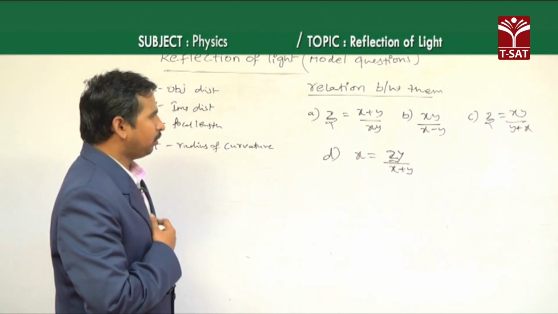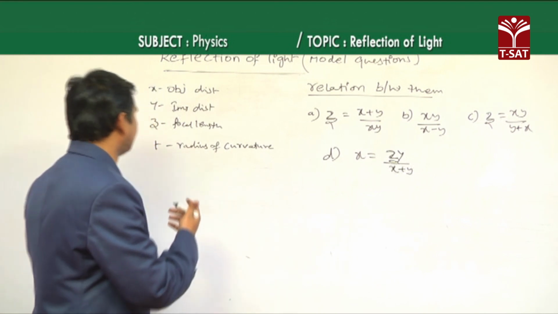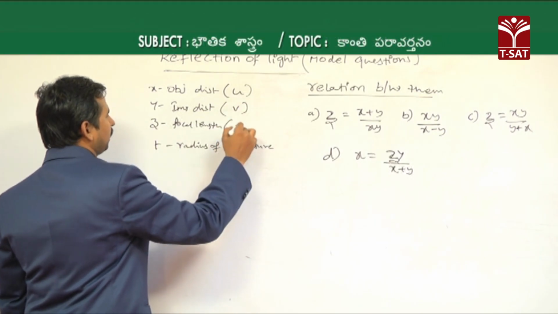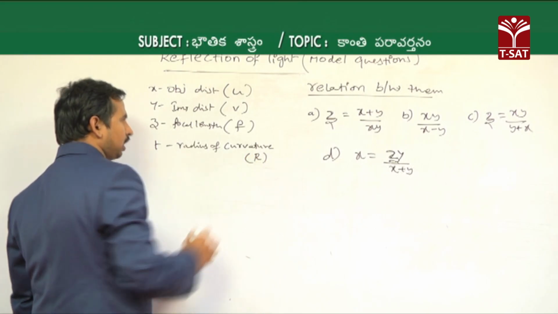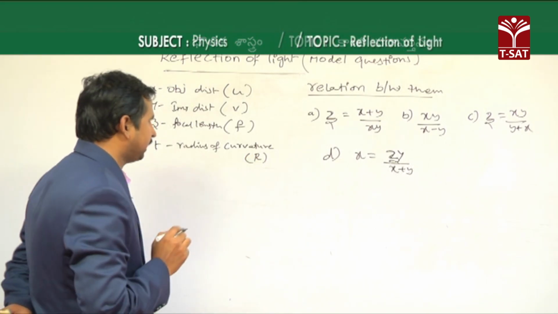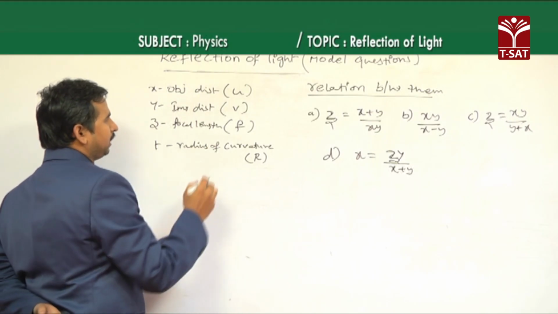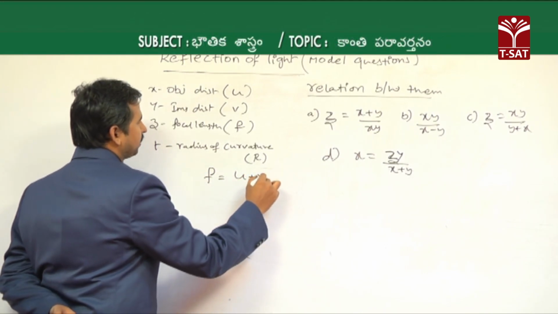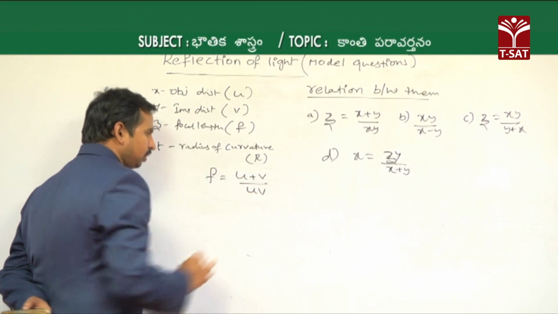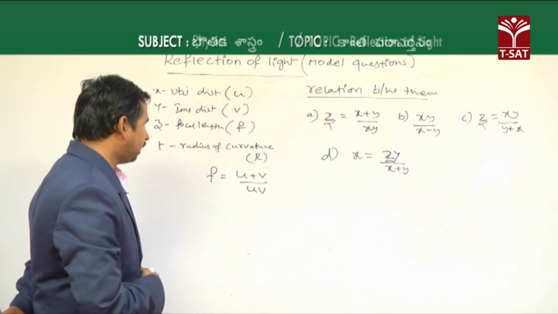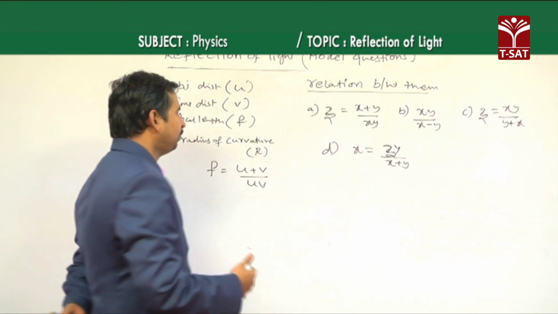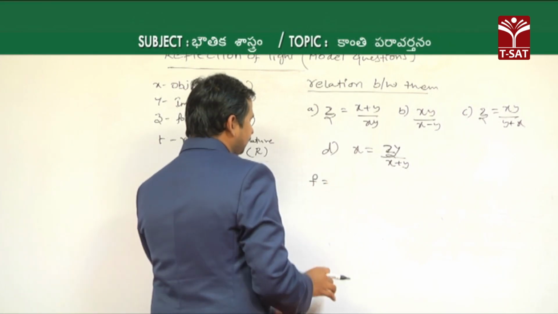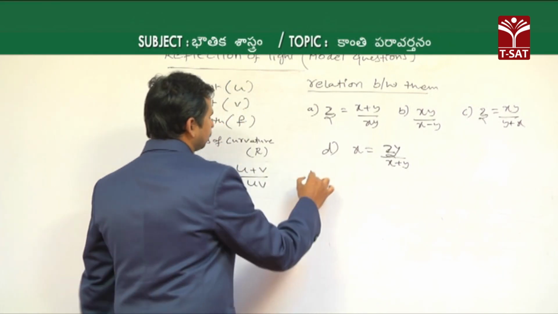Then if you convert the given options into our convenient language, object distance we represent with u, image distance with v, focal length is f, and radius of curvature is r. Then the first equation tells z is equal to x plus y by xy, where z is f, x plus y is u plus v, and xy is uv. Okay. Then our actual relation for the focal length is 1 by f is equal to 1 by v plus 1 by u.